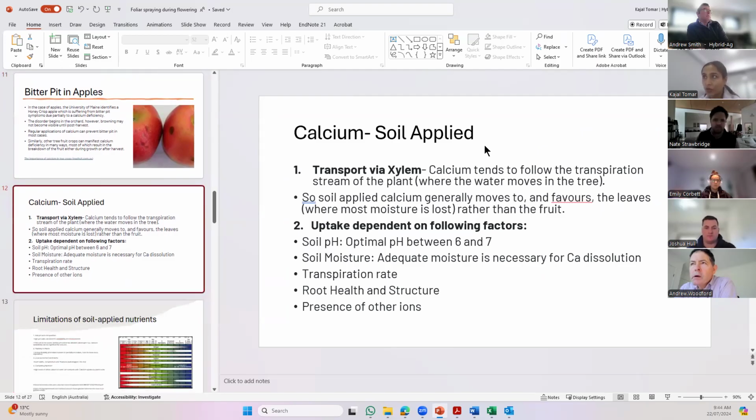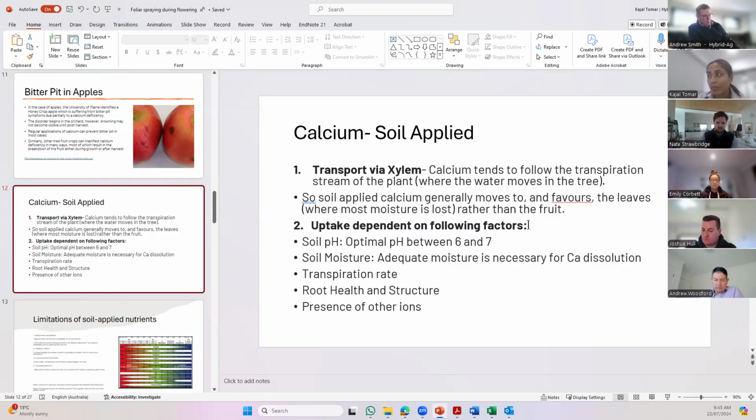Let's talk about application of these nutrients, calcium and other nutrients, via soil, which is a standard practice all across ag. So calcium, as we know, moves via xylem, and it tends to follow the transpiration stream into the plant, where it moves with the water. So soil-applied calcium generally moves and favors the leaves, where the moisture is lost, rather than the fruit. That's how it will be taken up.